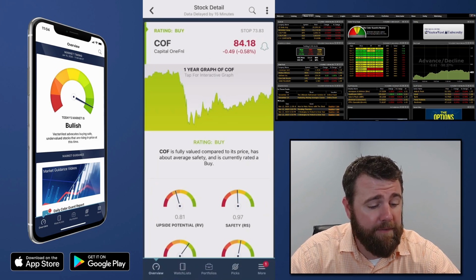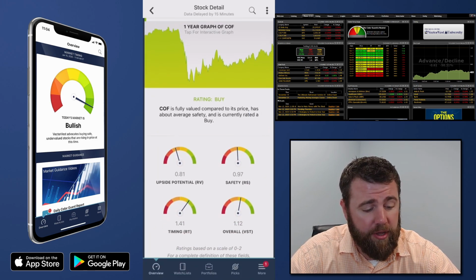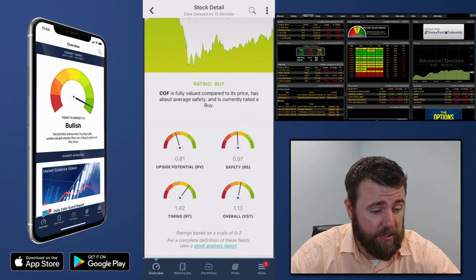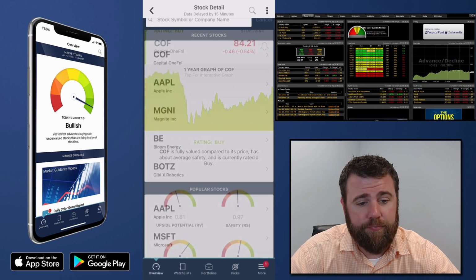All right, so COF, speculative. Poor long-term potential. A lot of risk associated with it. You have a really nice, strong uptrend, though, making it worth it if you're a speculative trader.